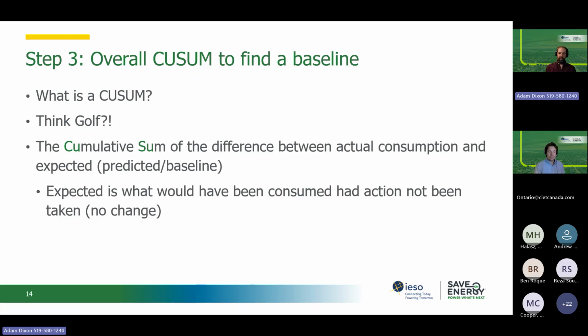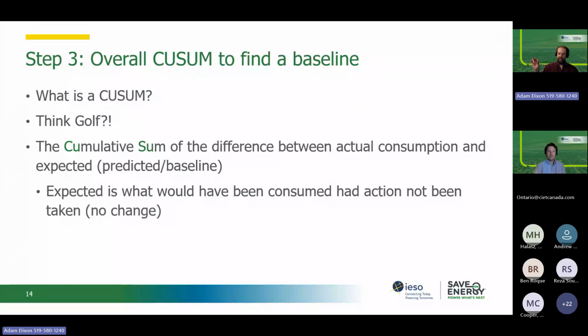So step 3 is, once we've done all of that work, we've done a regression analysis, we have all of our data at this point. We haven't actually jumped ahead to that first year's data; I'm going to do that in a second. We come in and we find an overall Q sum to find a baseline.